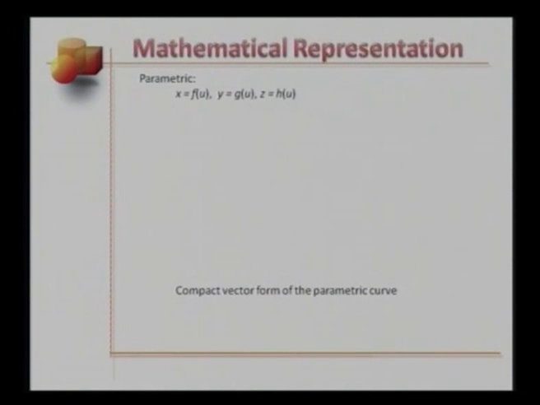Using parametric representation, the compact vector form of the parametric curve can be written as r of u, note that r is in bold, which represents the position vector of a point on the curve, equal to x of u times i, the unit vector along the x direction, plus y of u times j, the unit vector along the y direction, plus z of u times k, the unit vector along the z direction.